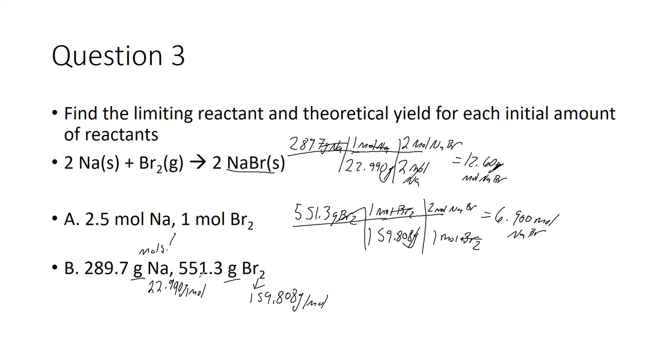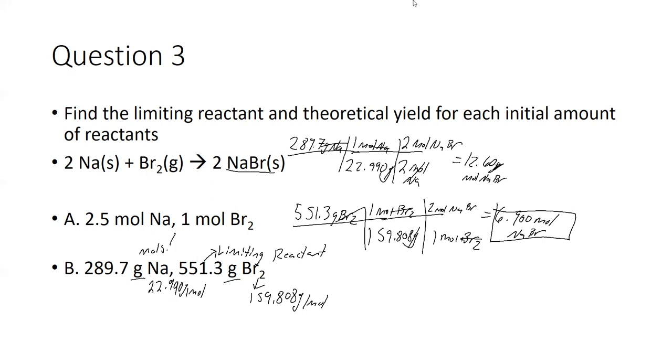So even though the weight of bromine is bigger, it is our limiting reactant, because we make less sodium bromide with it, so it'll run out first. And our theoretical yield is 6.9 moles of sodium bromide. So just keep that in mind too. This is something I see people get wrong all the time, and I'm not quite sure why, but your theoretical yield is always from your limiting reactant. So on a test, if you say something is a limiting reactant, then your theoretical yield is coming from that limiting reactant. I often see people say the correct limiting reactant, but I don't know where they pull the theoretical yield from. So just keep that in mind.